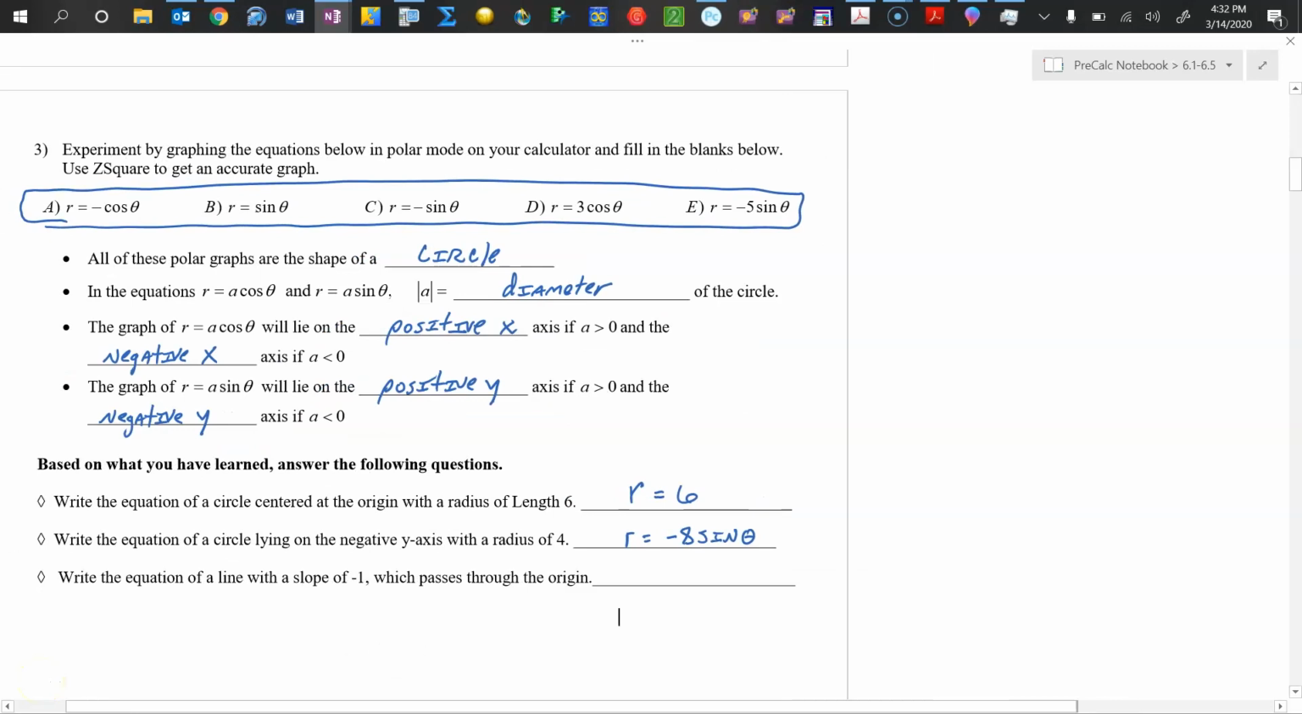And lastly, we need to write the equation of a line with a slope of -1, which passes through the origin. So if you can imagine this line being drawn in, except thinking about it in terms of the directed angle, it would be a directed angle of 3 pi over 4, or any angle that is coterminal with that, or any angle that is 180 degrees opposite that.